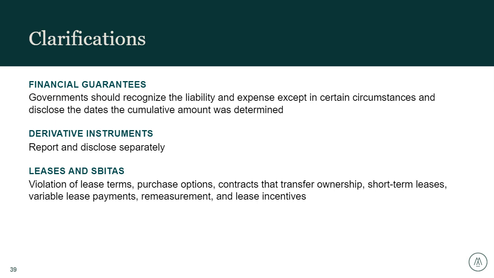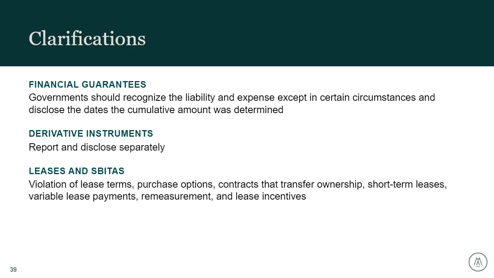The first is changes in fair value should be reported on the resource flow statement, so separately from the investment revenue classification. Information should be disclosed in the notes to the financial statements, and that needs to be kept separate from hedging instruments and investment derivative instruments. And then finally, government should disclose the fair values of derivative instruments that were reclassified from hedging derivative instruments to those other derivative instruments. So that's that piece.